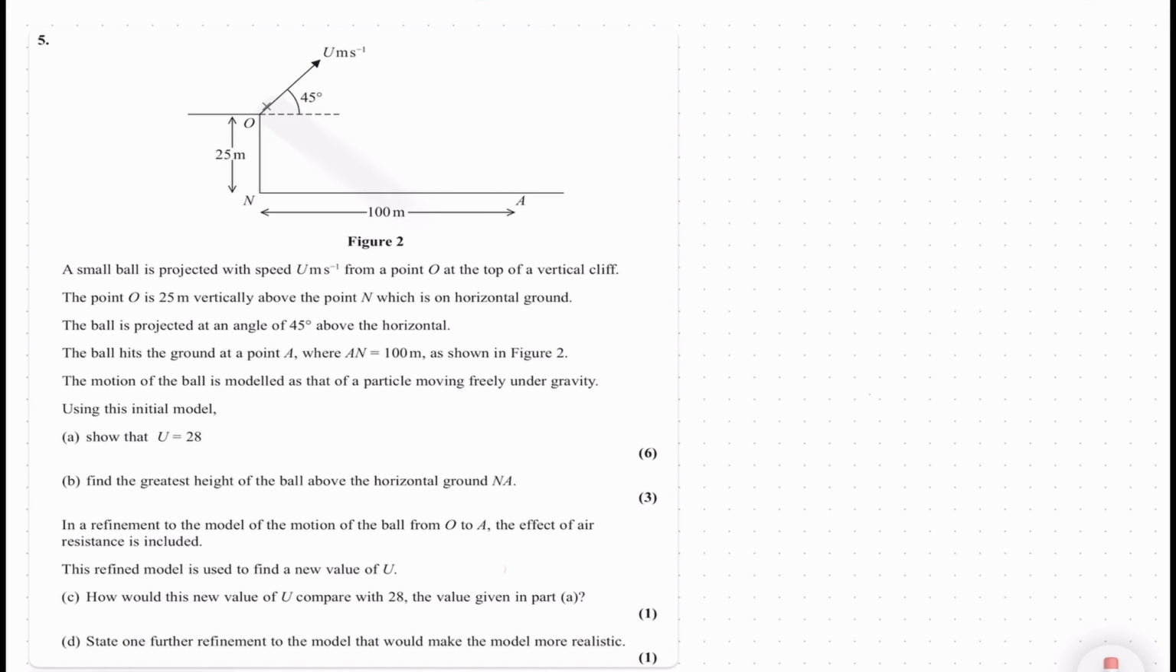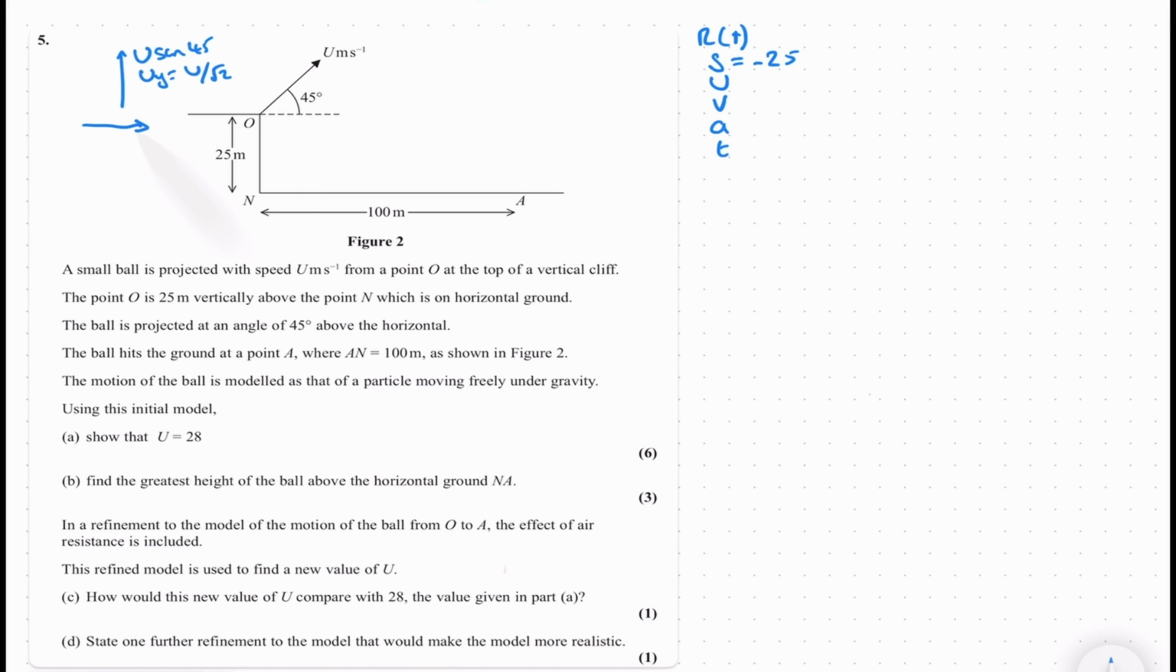So because u has a horizontal and a vertical component, we need to resolve both horizontally and vertically. If we resolve vertically upwards, then using suvat, the vertical displacement coming from the origin to the ground will be negative 25. We can find the initial velocity. This will be going vertically upwards, which will be u times the sine of 45, and the sine of 45 is 1 over root 2. So the initial vertical velocity will be u over root 2.